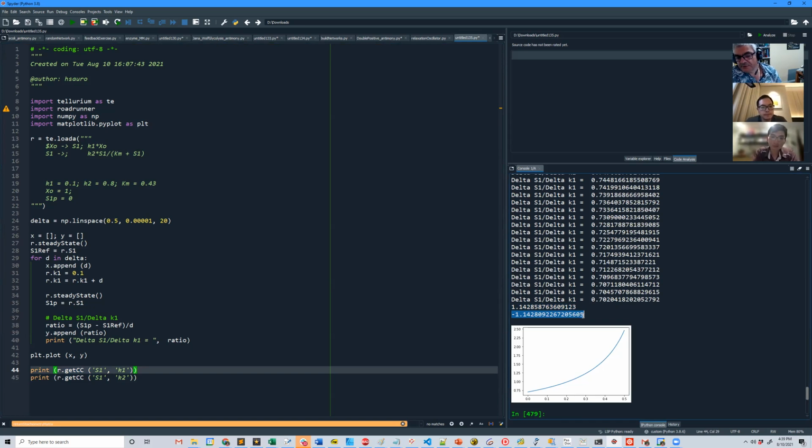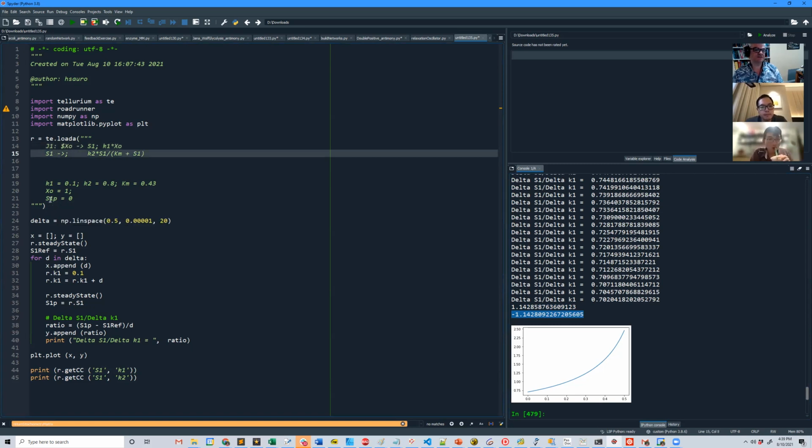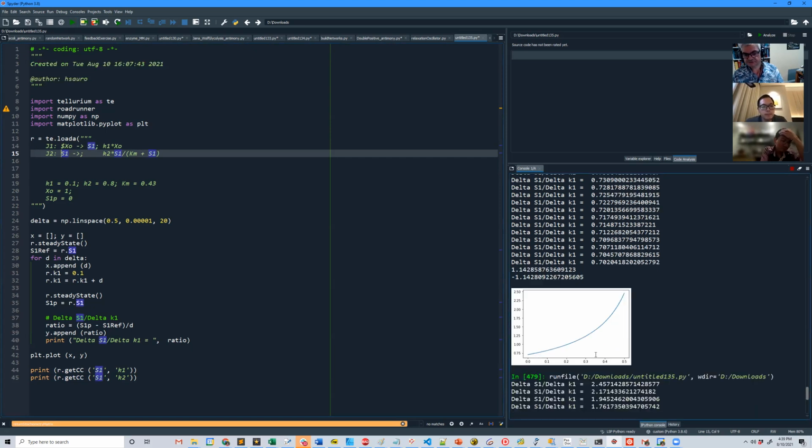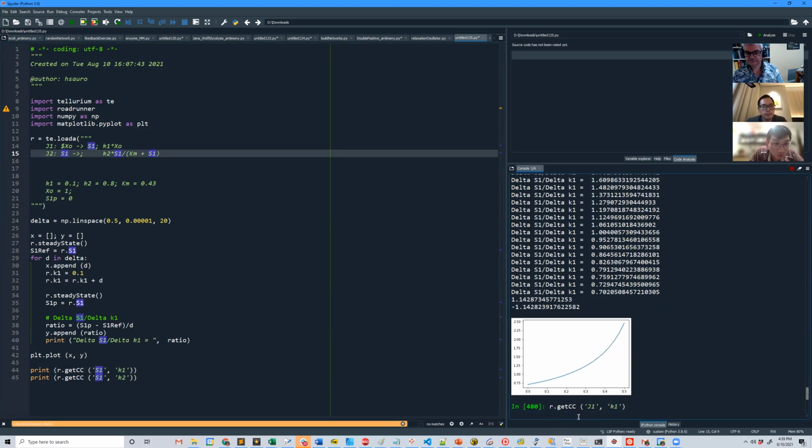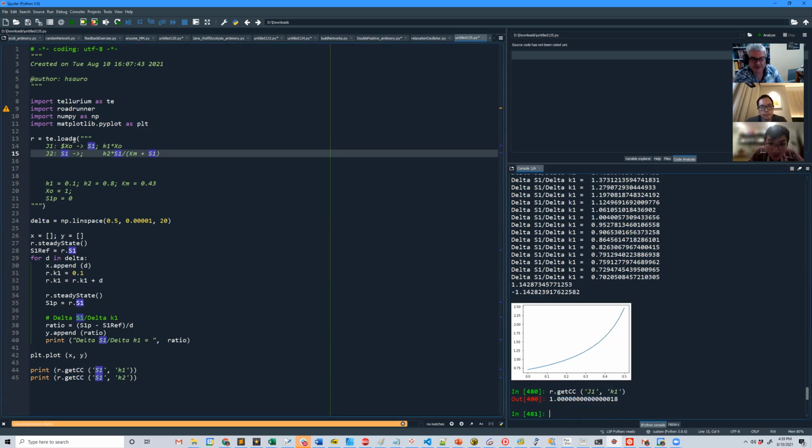All right. So those are the two sensitivities, scaled and unscaled. Now I can also talk about sensitivity with respect to the fluxes too. So I can name the reactions, and I can compute getCC J1 K1, and I'll get the sensitivity of the steady state flux through the pathway with respect to K1.